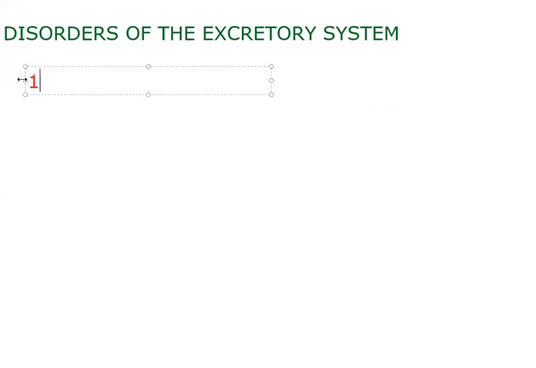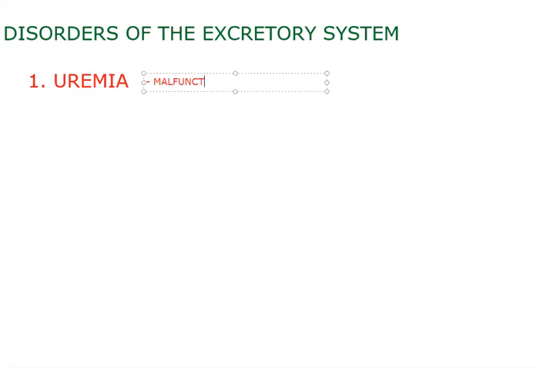So about the excretory system, the malfunctioning of the kidneys can lead to the accumulation of urea in the blood. We can say uremia. Okay, so what is uremia? Uremia is a disorder, the malfunctioning of the kidney. So let's write the reason for uremia: malfunctioning of the kidneys can lead to accumulation of urea in blood.